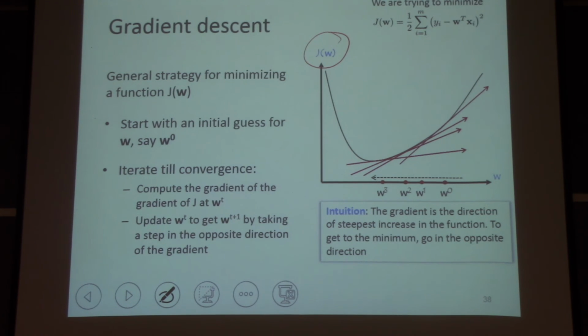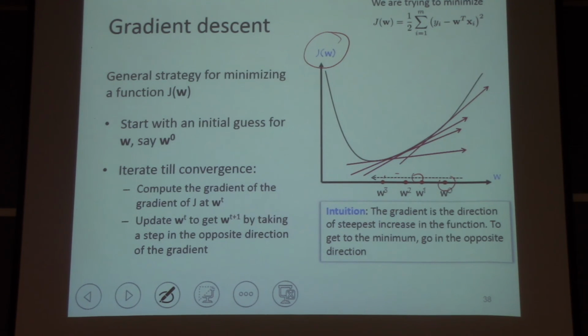And the way I like to visualize this is, say I have a bowl and I put a drop of water somewhere, it will keep going down till it comes to the bottom and settles down. And think of these points as the intermediate positions of that drop.